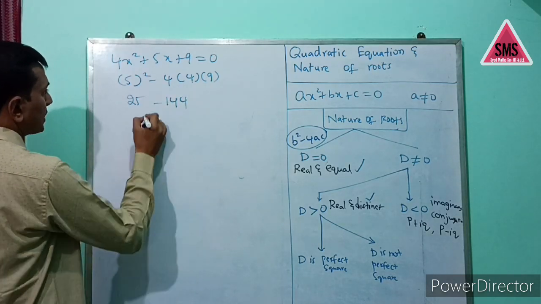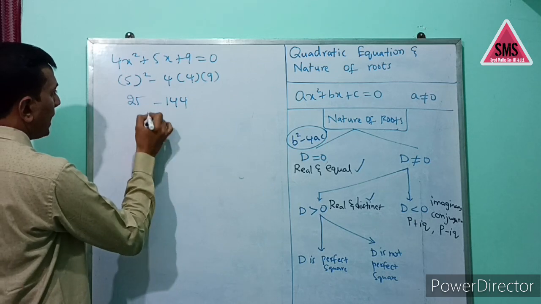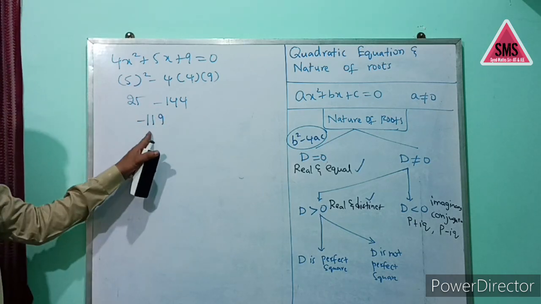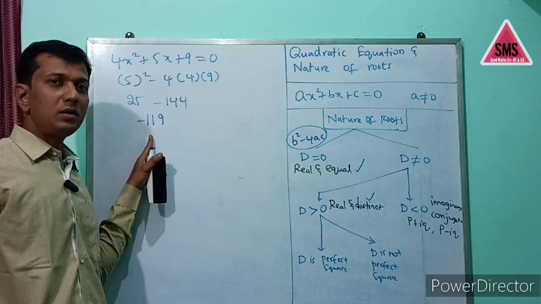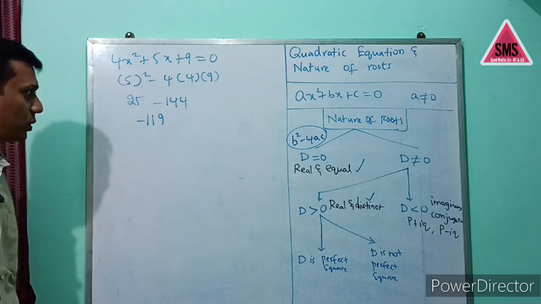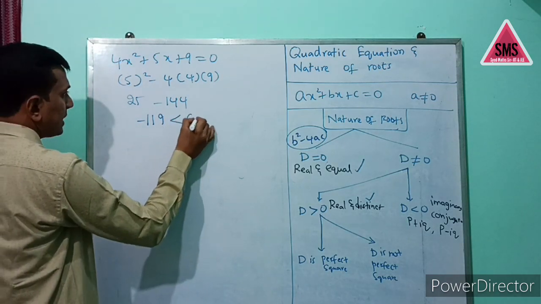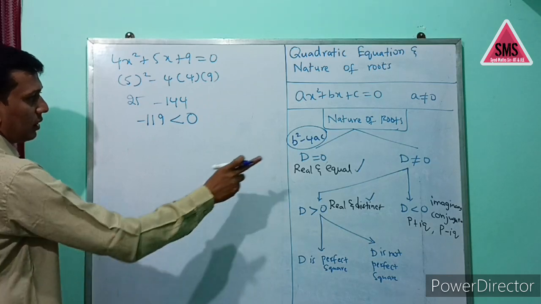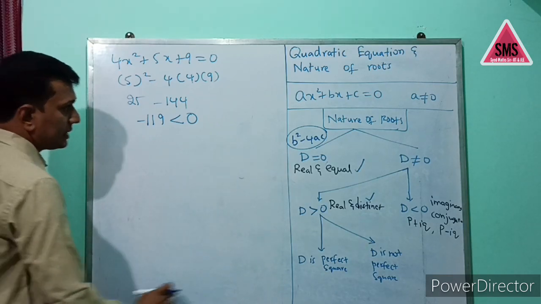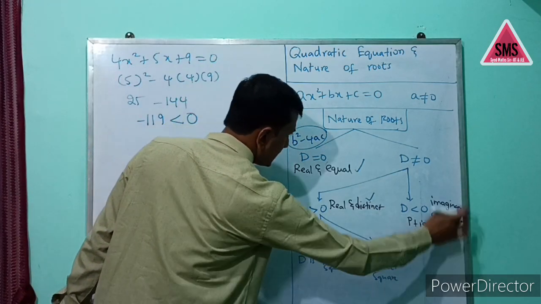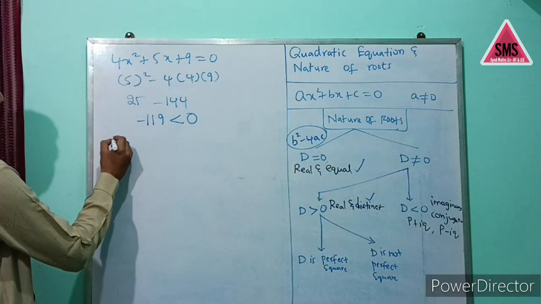Now subtraction, you are going to get minus 119. Is it less than 0? That means smaller than 0 or greater than 0? Yes, of course it is less than 0. That means whatever condition they have given, D less than 0, we have to check this one: imaginary and conjugate. So let us factorize.